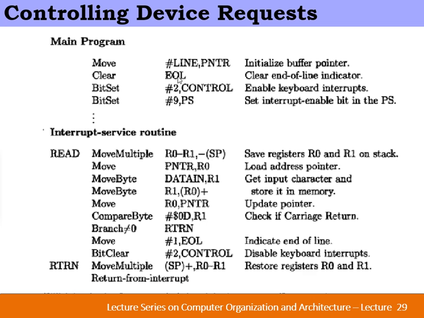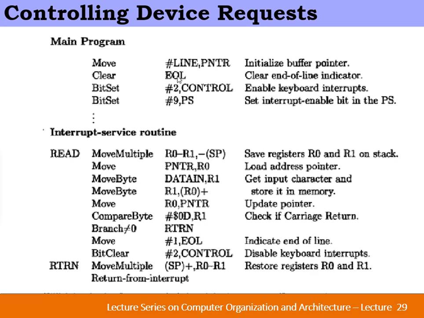So therefore it is required to set bit number 2 in a control register. So bit set #2, control. It says that in a control register, bit number 2 needs to be set to 1.